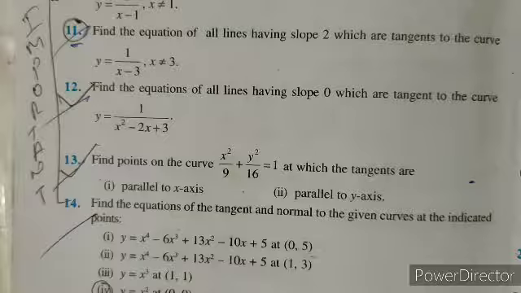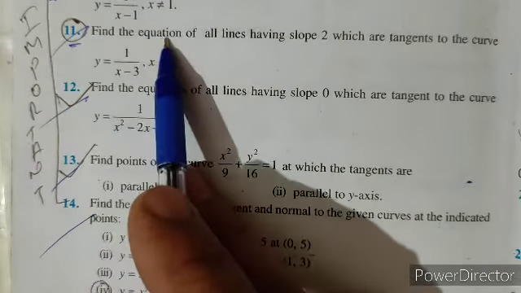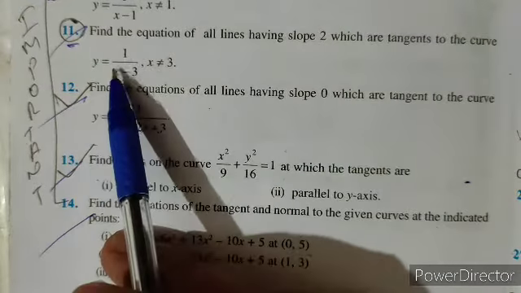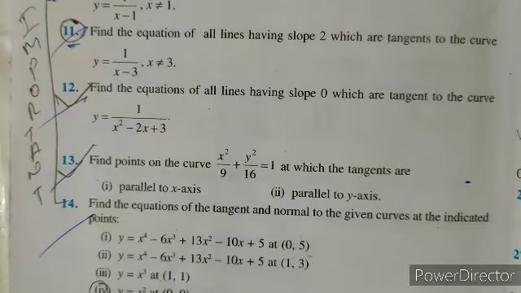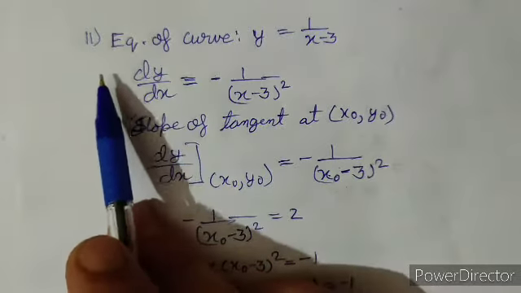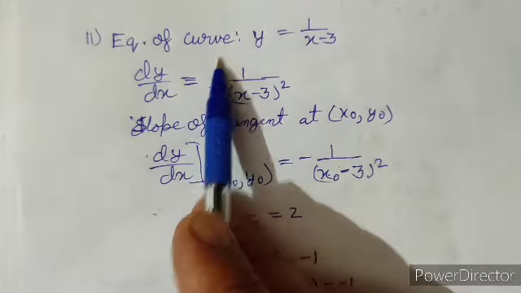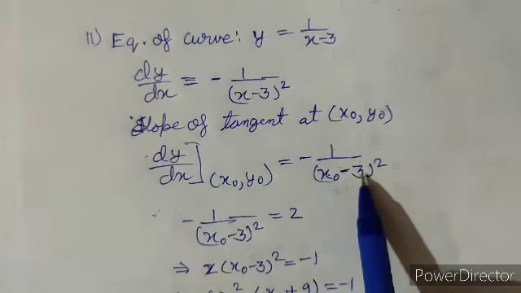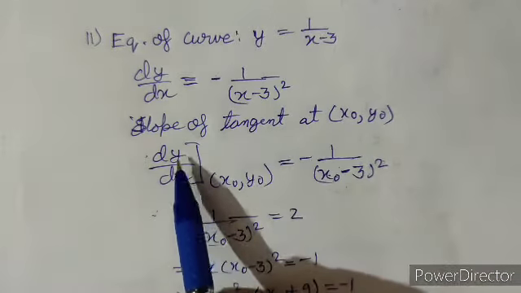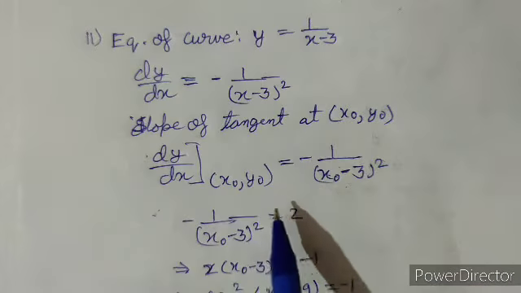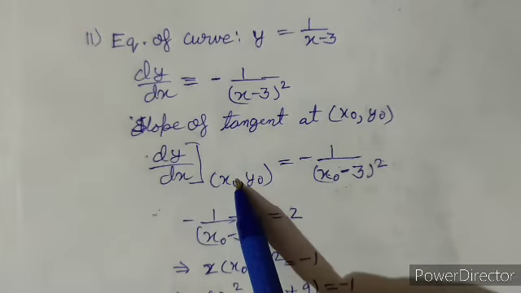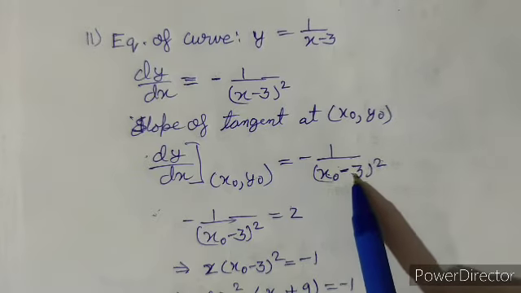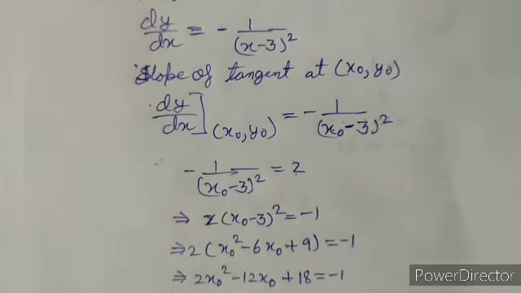In question number 11, we have to find the equation of all lines having slope 2 which are tangent to the curve y equal to 1 upon x minus 3. Similarly, as we have done in question 10, we will find out the slope of the curve at (x0, y0), and that is minus 1 upon (x0 minus 3) whole square. Now the slope of the tangent is given to us as 2. So this dy by dx at (x0, y0) will be equal to 2, and this will give us minus 1 upon (x0 minus 3) whole square equal to 2.